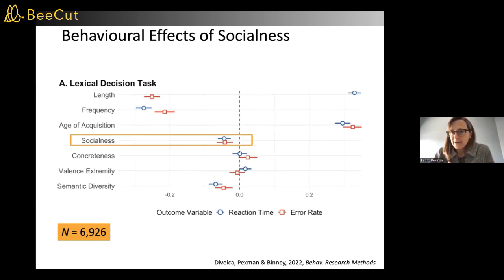But in addition, we added some semantic predictors: socialness, concreteness, valence, semantic diversity, those dimensions you've already heard about today. And we did find a modest effect of socialness. So things that were higher in socialness ratings tended to be responded to more quickly and more accurately in lexical decision, even when we'd already controlled for things like length and frequency and other semantic dimensions.